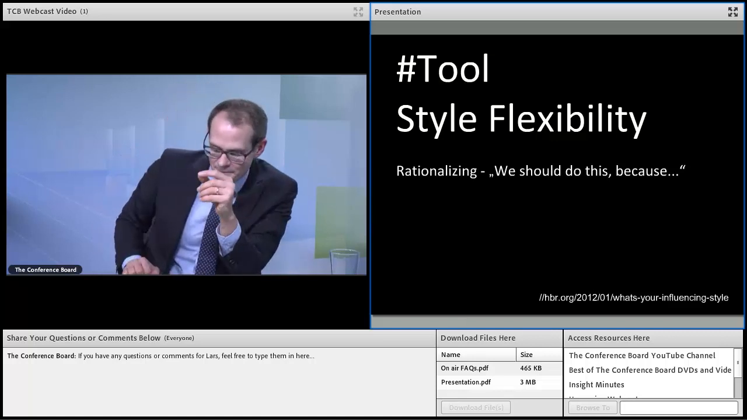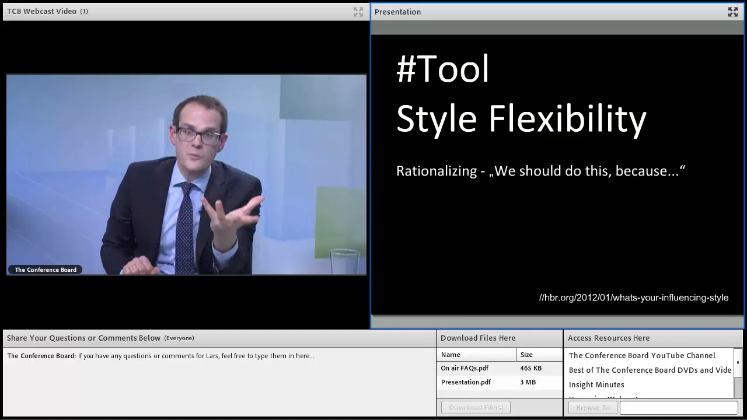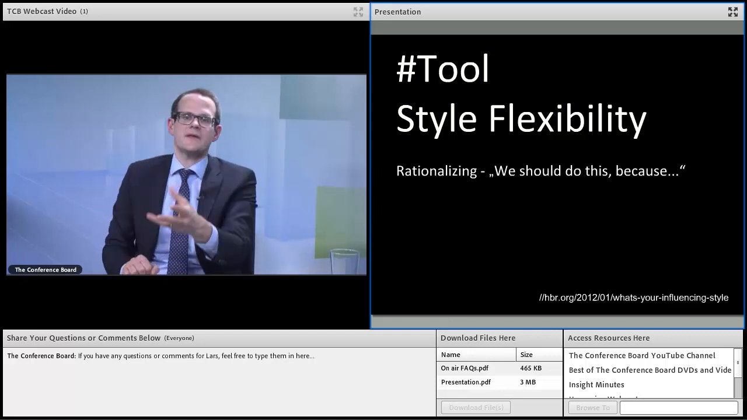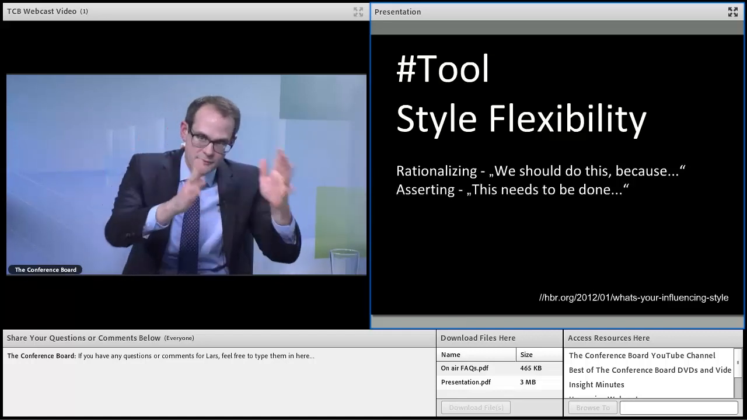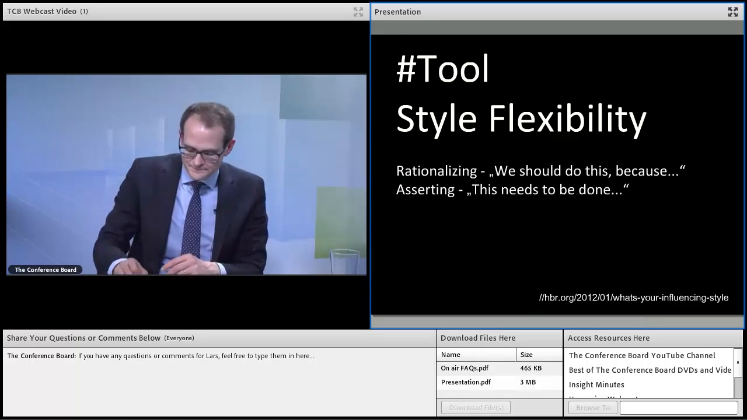That's rationalizing. We should do this because the data shows this and this and this, and that's why this is a good investment. We should do this and this and this, that's why we should buy this, that's why we should sell this business unit. Rationalizing is one of the key things of the finance function.